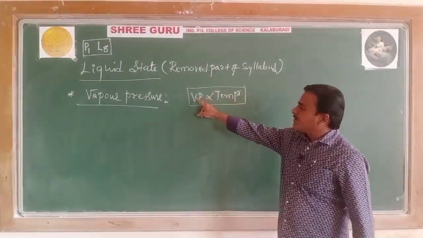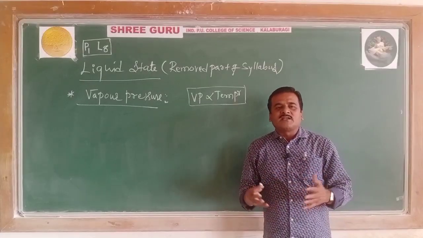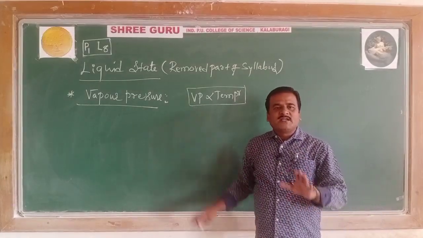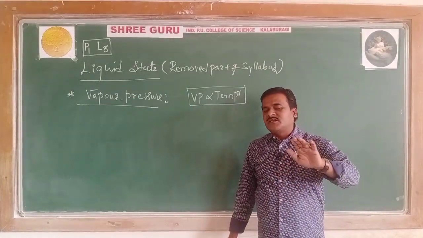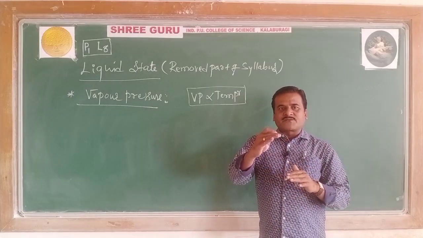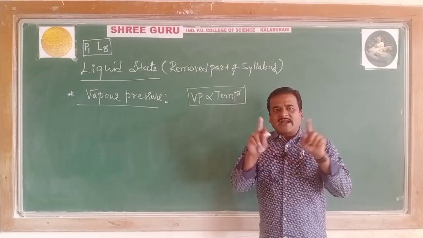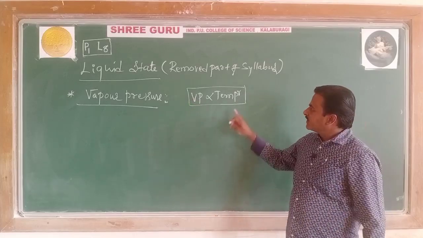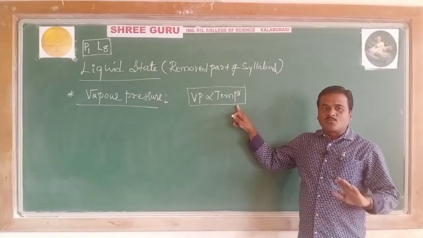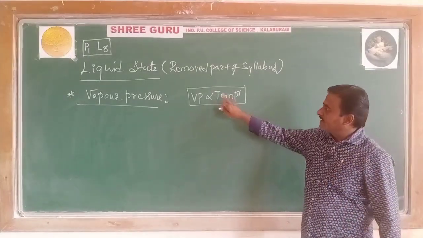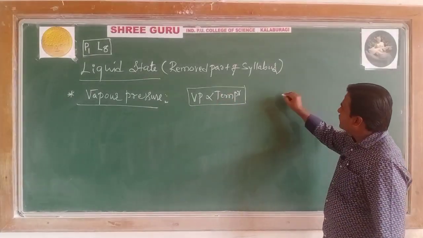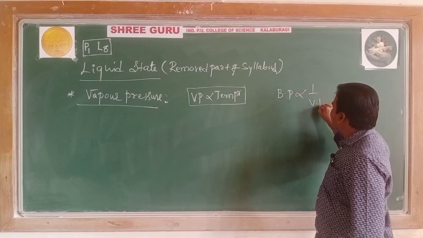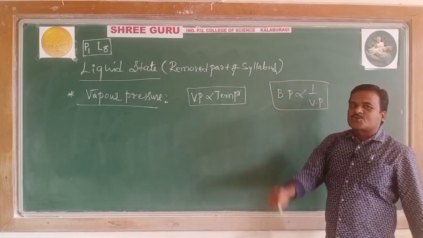But I tell you, this vapor pressure and the boiling point are inversely proportional to each other. I repeat, what is vapor pressure? The pressure exerted by the vapors of the liquid over the liquid surface when they are in equilibrium with the liquid at a given temperature is the vapor pressure. The vapor pressure of any liquid is directly proportional to temperature. More the temperature, more the vapor pressure. Then vapor pressure and the boiling point are inversely proportional to one another, this point you should know.